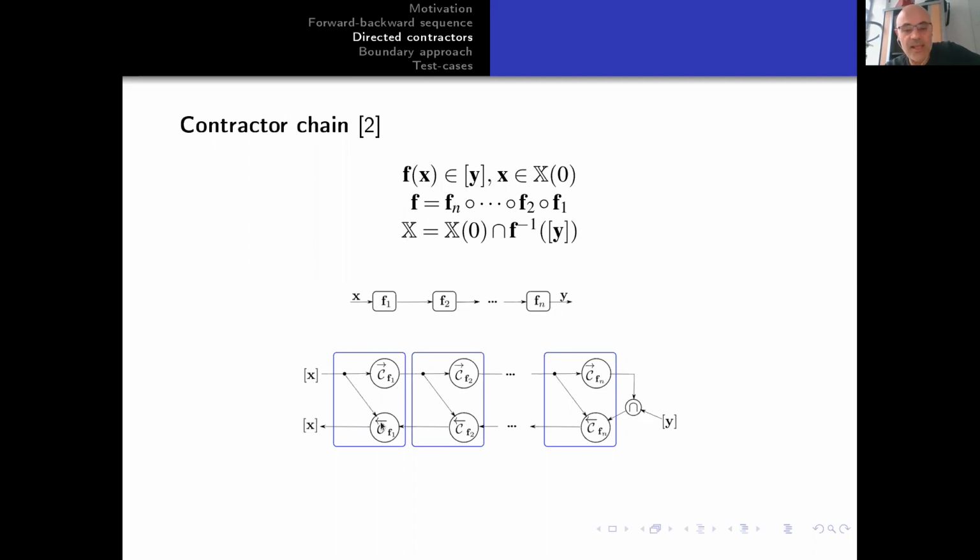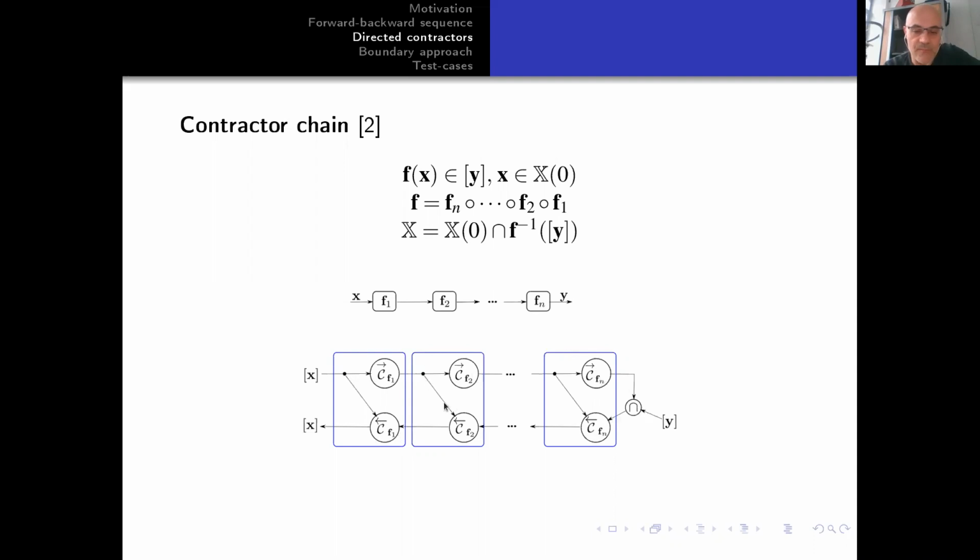And here, what is important with the directed contractor is that we can compose them in this way, which was not possible with classical contractors. Okay, so if I do this, we can understand that we will perform a contraction, this one and this one and this one, the intersection, and after I will come backward.